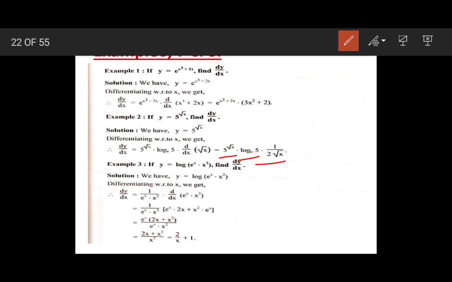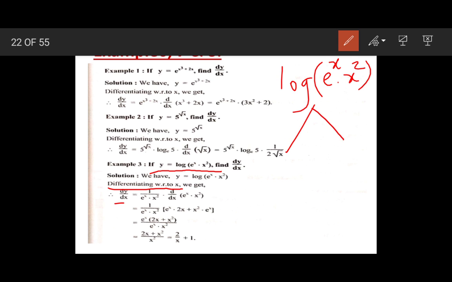Then next is, if y is equal to log of e^x into x square, then find dy upon dx. Now differentiating with respect to x, dy upon dx will be, this log of e^x into x square is a composite function. First function is log x. Second function is e^x into x square. The derivative of log x is 1 upon x. Here you have to use the u into v rule.